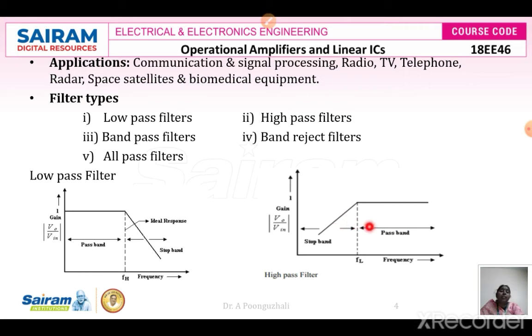And the range of frequencies above the cutoff frequency is going to be called your pass band, because your filter is going to allow those frequencies. And the frequencies below the cutoff frequency are not going to be allowed, or they are going to be blocked or attenuated. So we call that band the stop band.